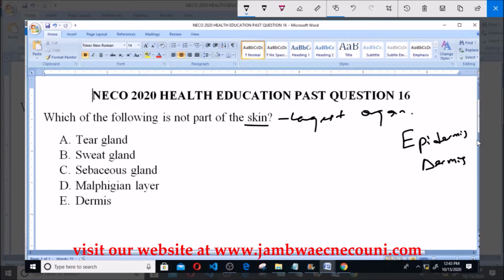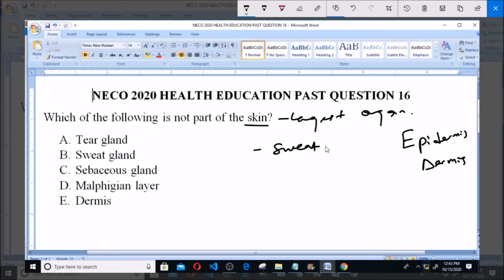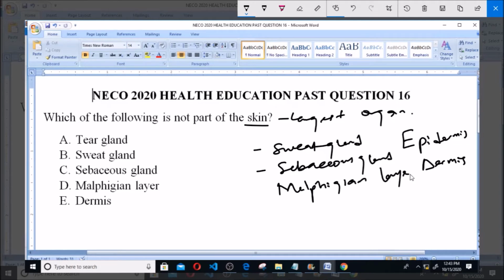Now, in the epidermis, you also have other components of the skin, and in the dermis, you have other parts of the skin. The epidermis is the upper layer, and the dermis is the inner layer of the skin. Now, the skin contains the sweat gland, the sebaceous gland, and the Malpighian layer. This Malpighian layer is the one that contains the pigments or the pigmentation of the skin, and then the dermis, that is the inner layer of the skin.